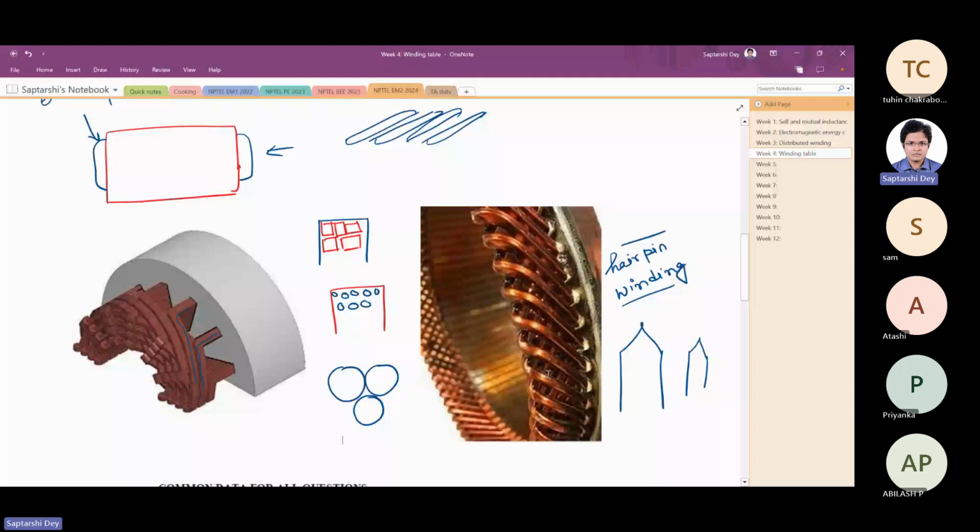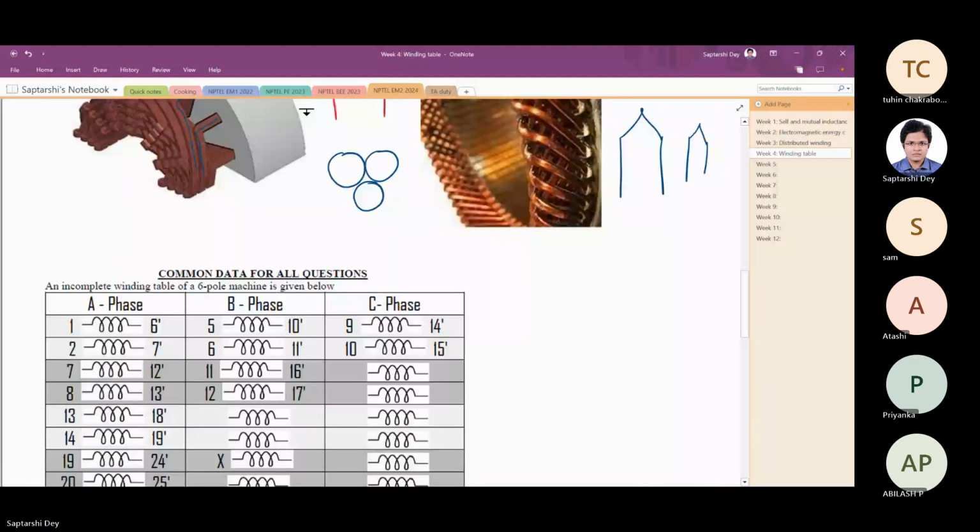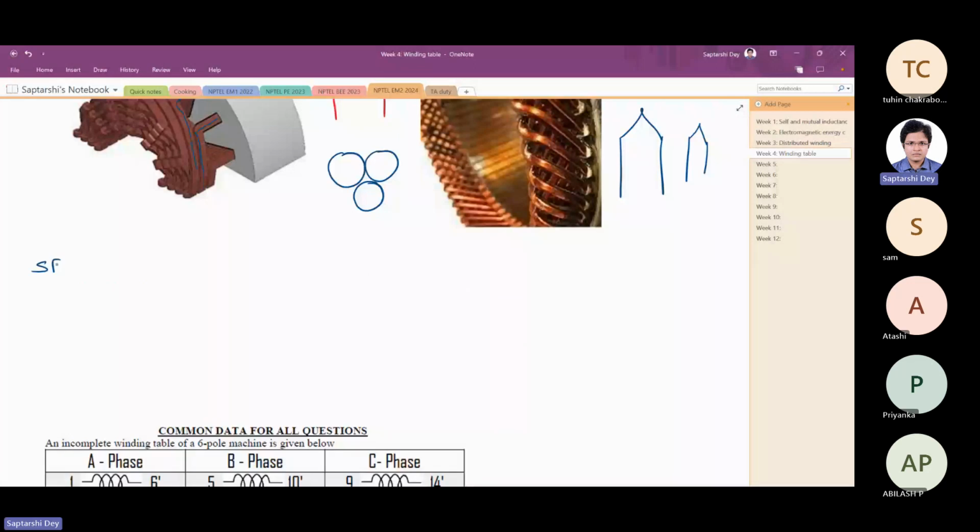That we call SFF. Not directly related to distributed winding, rather true for any winding. So SFF is slot fill factor. More basic is CFF, that is copper fill factor. That is the total area of copper you have inside the slot. So area of copper by area of slot.